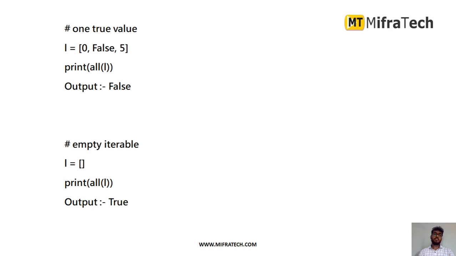So this is how you can check true or false using all in any iterable like a list, dictionary and tuple. As I told earlier, as you can see this is 0, false, and in this list I have 5. So these two are false and only 5 is true. Even if you have one true value, my output will be false only.